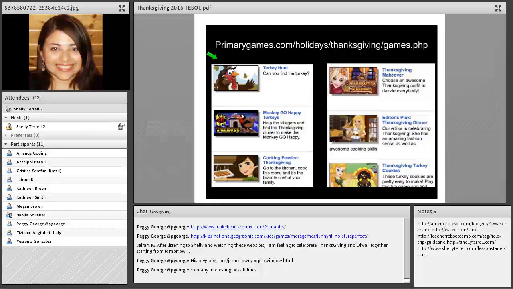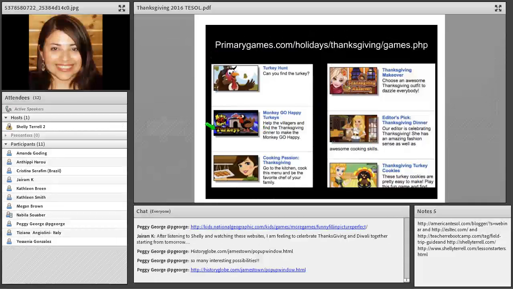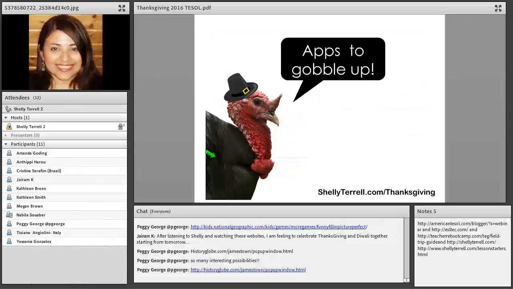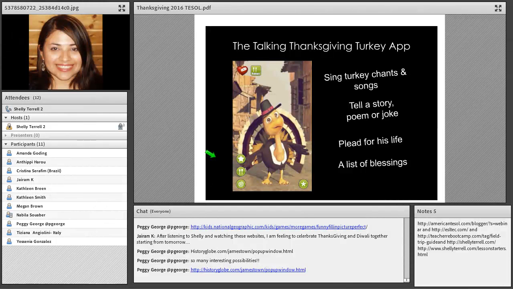You can find a lot of quick, short games to play that just teach and drill things like literacy, numbers, counting, just different types of basic vocabulary. If you go to primarygames.com, for any holiday that comes up, you'll find tons of games there. And then there's, of course, some very cool apps. One of the apps is the Talking Turkey app.